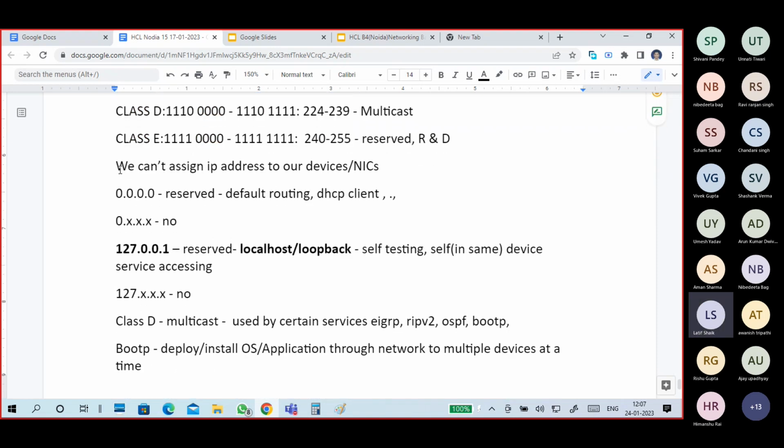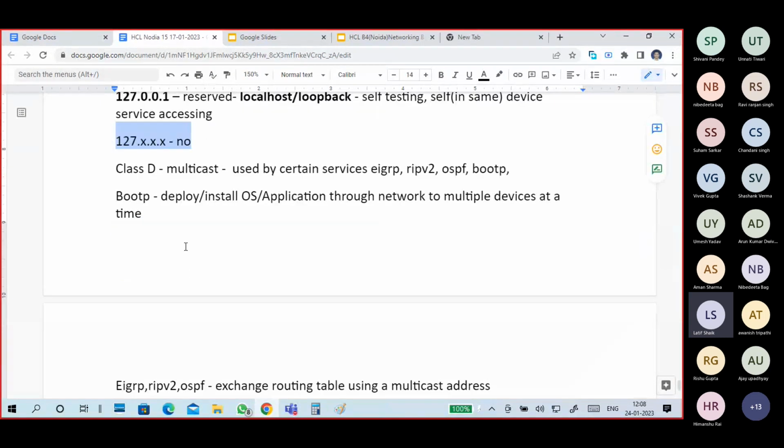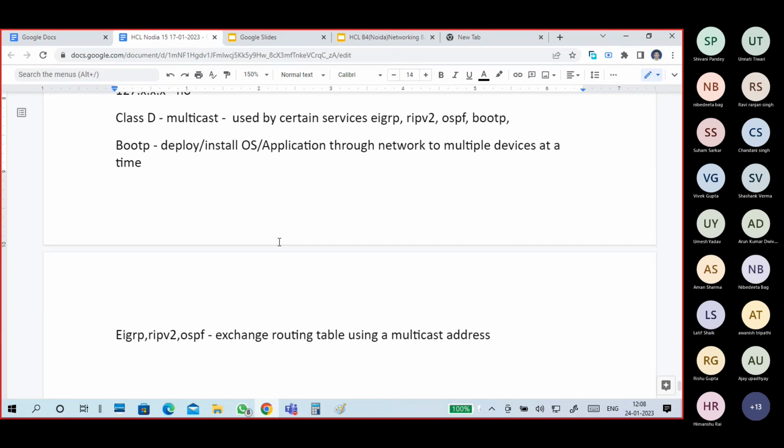Next, we can't assign certain types of IP addresses to a device or NICs. One is 0.0.0.0. It is a reserved IP address for certain services, as well as the 0 series. 127.0.0.1 is a localhost address, a loopback address, used for self-testing or self-device access. It's for loopback purposes, right? This is the 127 series. Also, we don't use it. That's why I have written in brackets 1 to 126 we are using.